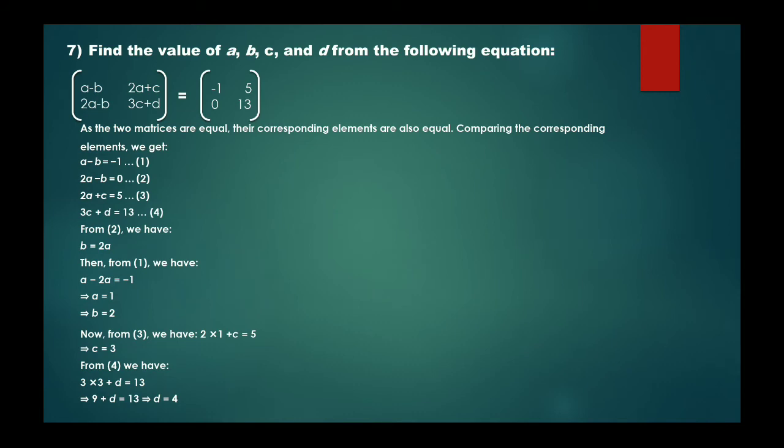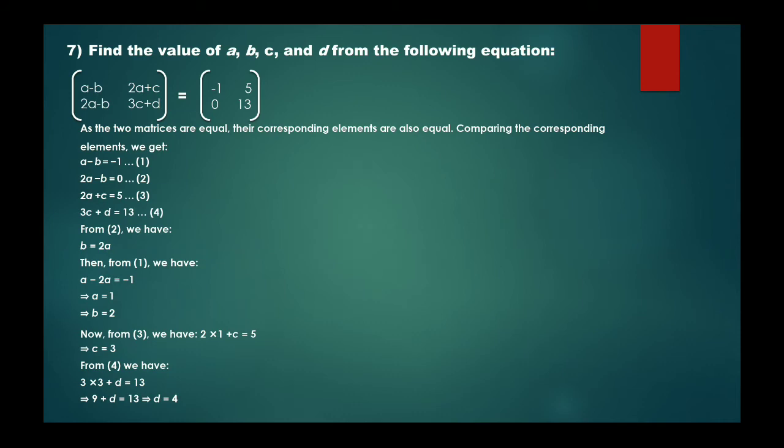Now from the third equation, that is 2a plus c equal to 5, let's substitute the a value. So we have 2 into 1 plus c equal to 5. Now when we substitute it, we get 2. So when we subtract the 2 from the 5, we get c is equal to 3.